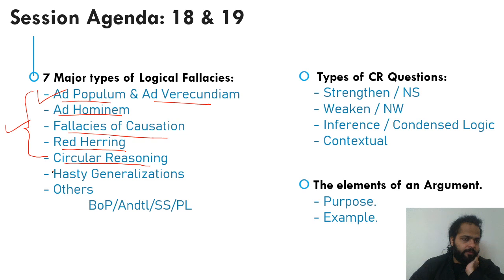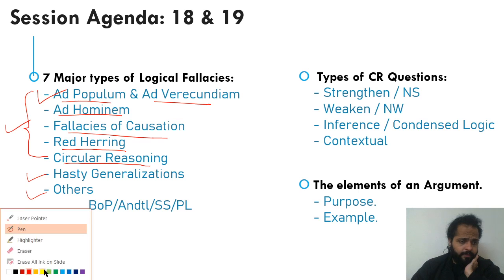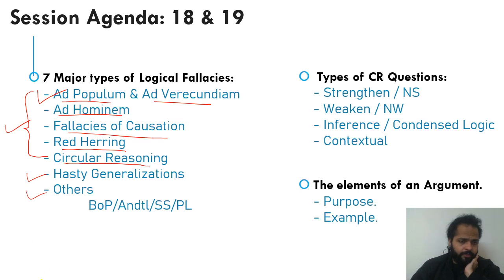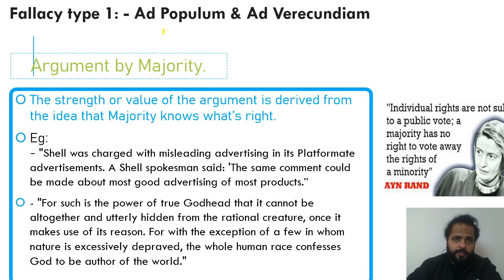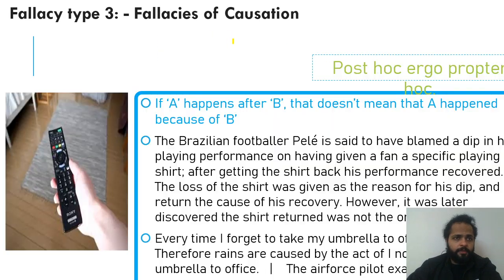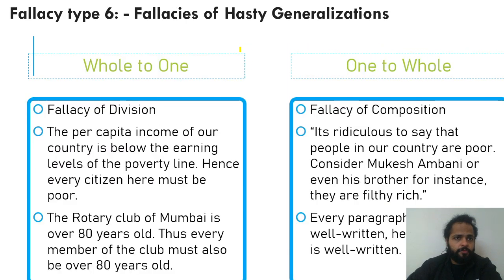So today we'll pick up exactly where we left off yesterday. We'll start with hasty generalizations and these other types of fallacies, the last two. Once we are done with this part, we'll move on to the elements of an argument. All right, so let's start. ये सब हमारा हो गया था. We had discussed populum, verecundiam, all of this was done. I'm just going to move on directly to fallacies of hasty generalizations.